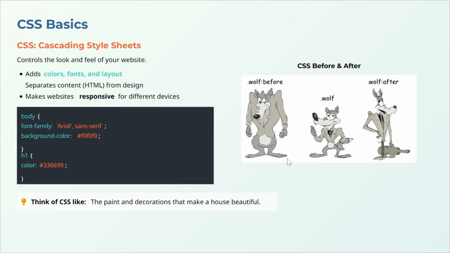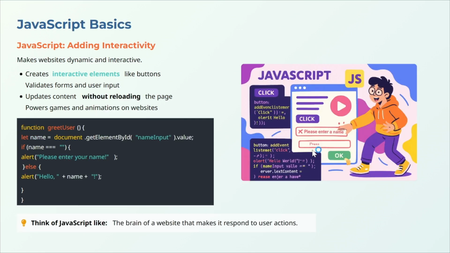So let's go to the third part here. We have the JavaScript basics. Think of JavaScript as the brain of a website that makes it respond to user actions. It helps to add interactivity, and it makes our website dynamic and interactive with the user.